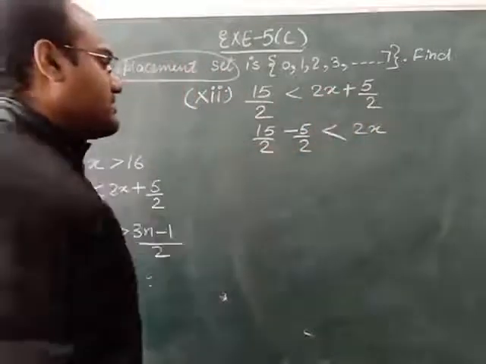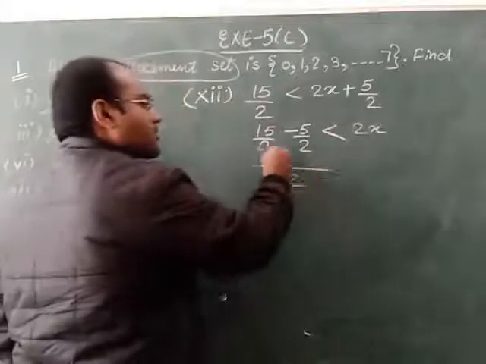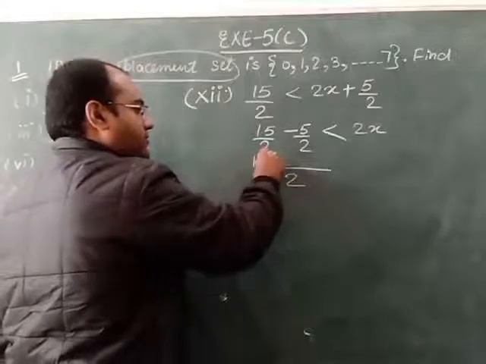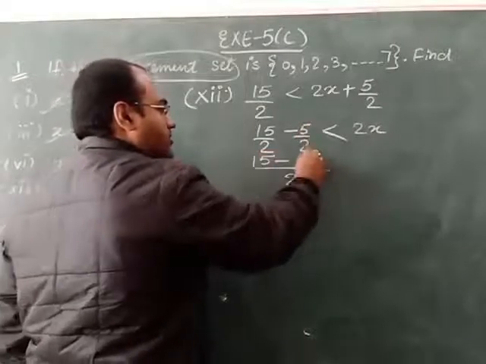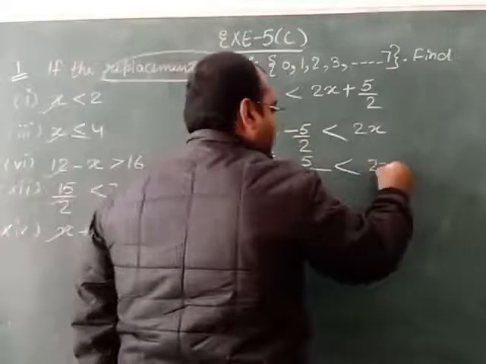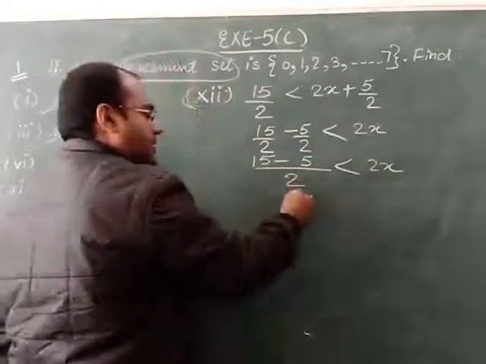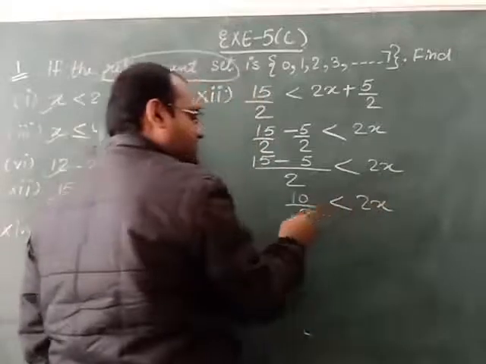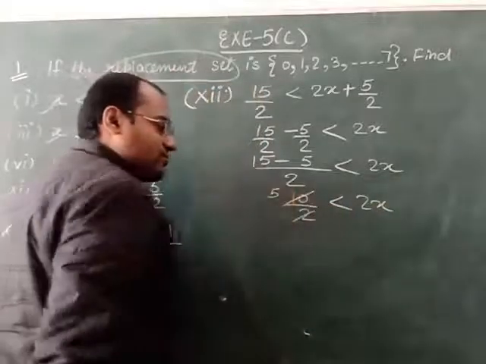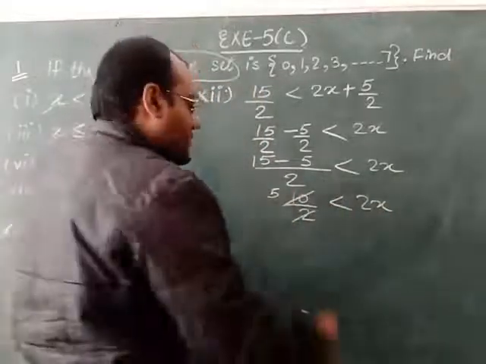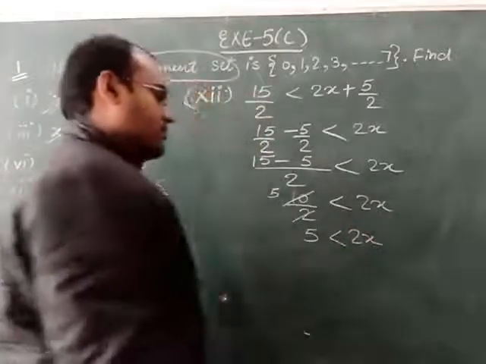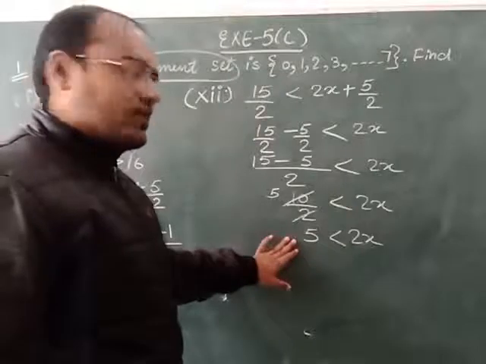Now we will take the LCM. 2 and 2 LCM will be 2. 2 ones are 2, 1 into 15, 15 minus 2 ones are 2, 1 into 5 is 5. 2x. 15 minus 5 will be 10 upon 2. This one we will write as it is. These two will get cancelled with a table of 2. So here we are getting this equation.